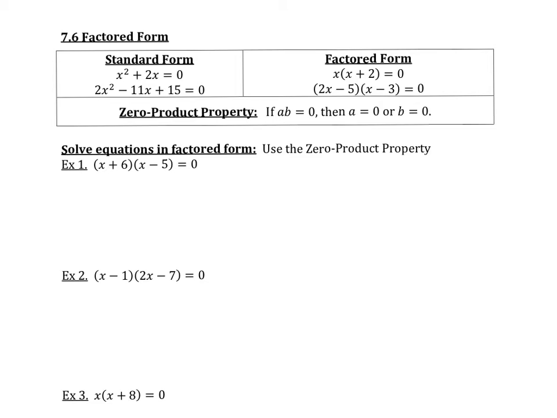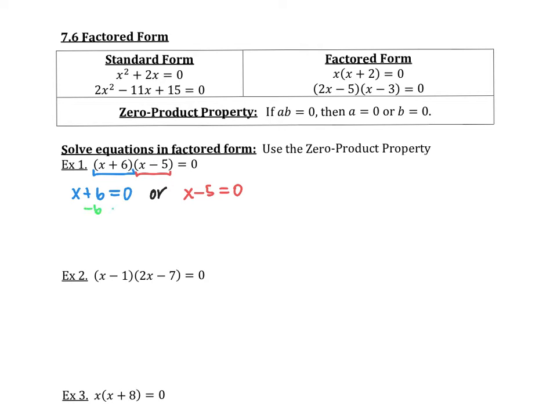So for example 1, it says (x plus 6) times (x minus 5) equals 0. Okay, according to the zero product property, if (x plus 6) times (x minus 5) equals 0, it must be true that either this factor is equal to 0, or it must be true that the other factor is equal to 0. Okay, I'm going to solve both of these equations, and it's going to give me the two values that will satisfy this equation.